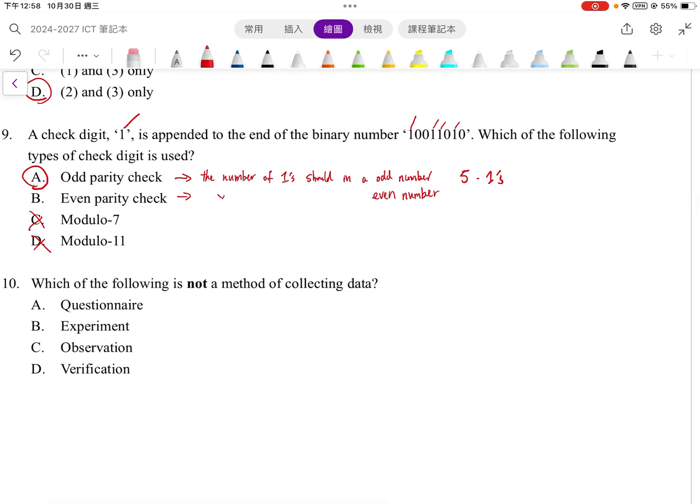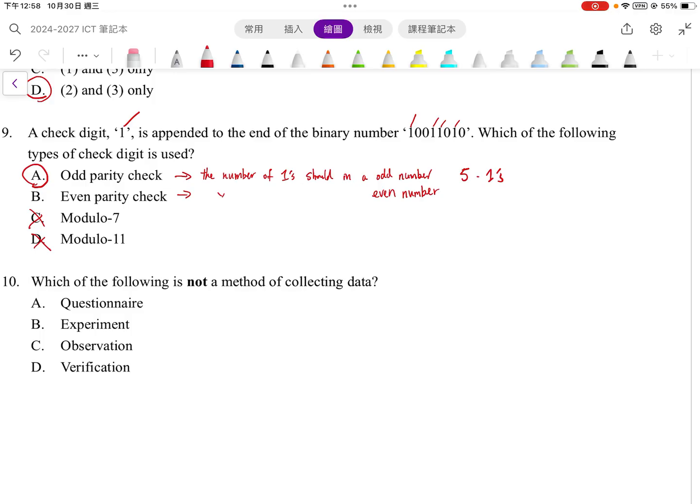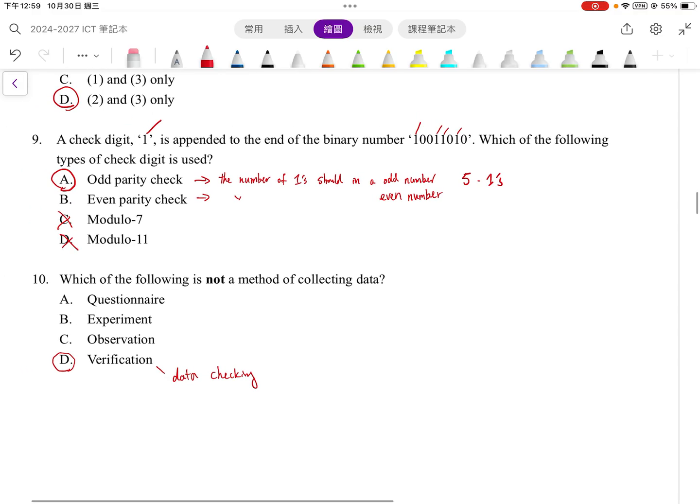For question 10, the next one, which of the following is not a method of collecting data? It is very obvious that verification is not a method of collecting data, but verification is a method to check the data. So it is not collecting data.